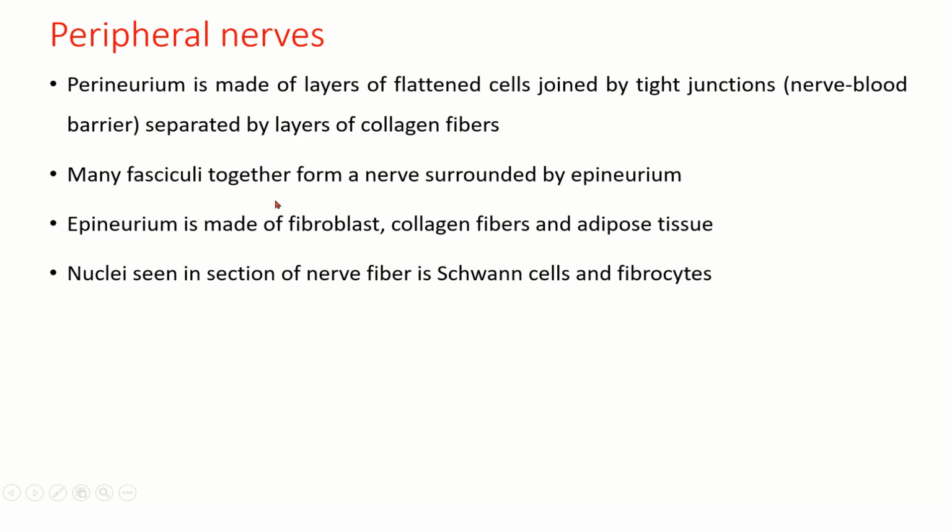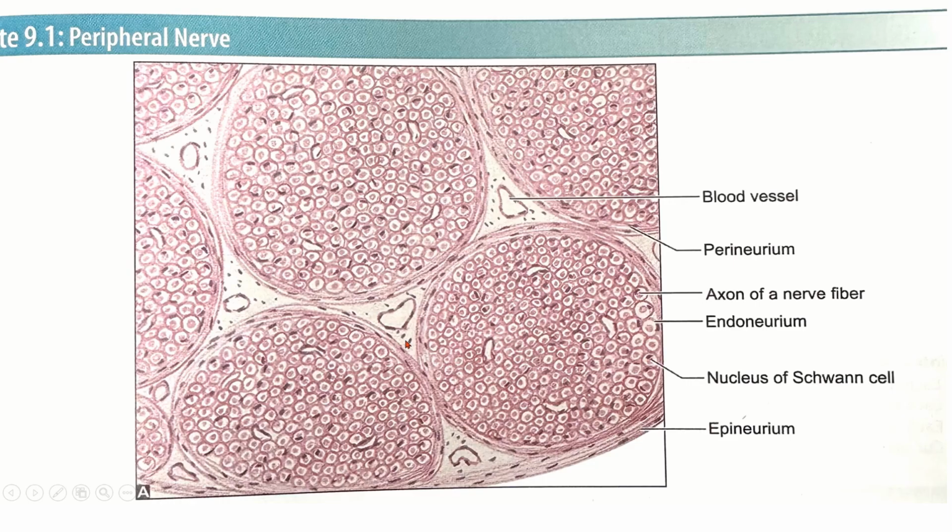Many fasciculi together form a nerve surrounded by epineurium. Epineurium has fibroblasts, collagen fibers and adipose tissue. This adipose tissue helps in a cushioning effect. So in bedridden patients, if this adipose tissue is lost, then there will be pressure effects on the nerves. The nuclei seen in a section of the nerve fiber are those of Schwann cells and fibrocytes.